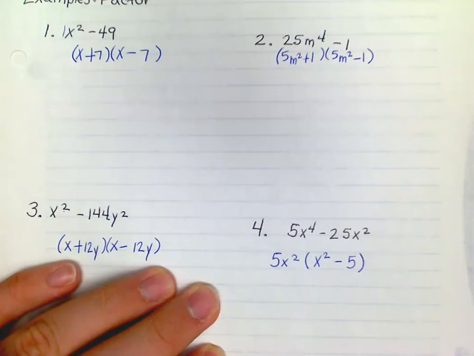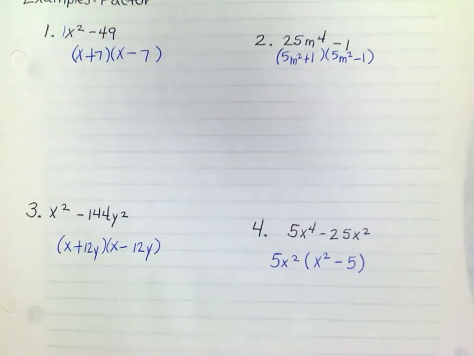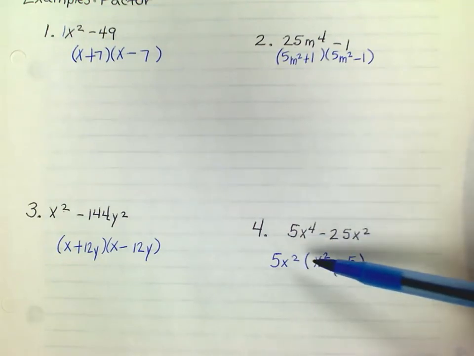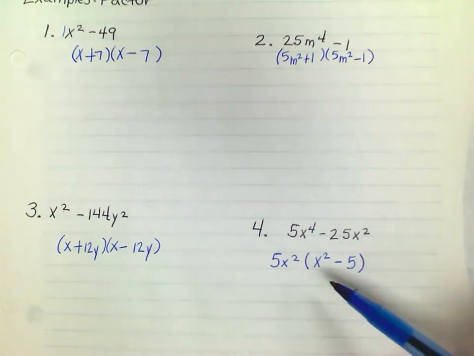And if you look, 5 can actually not be broken into anything further because it is not a perfect square of anything. 25 is a perfect square, but once we simplified, this expression is simplified as far as it can go.